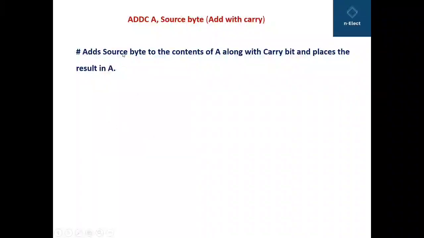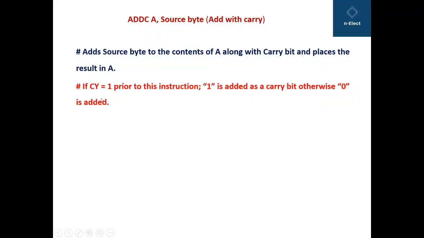The next instruction is ADDC A, source byte, and the meaning is add with carry. This C stands for carry. So what is the meaning of this? This adds the source byte to the contents of the accumulator along with the carry bit and places the result in A. We will see it through an example, and it will be clear. If carry equals 1 prior to this instruction, that is, before this instruction, then 1 is added as a carry bit, otherwise 0 is added.